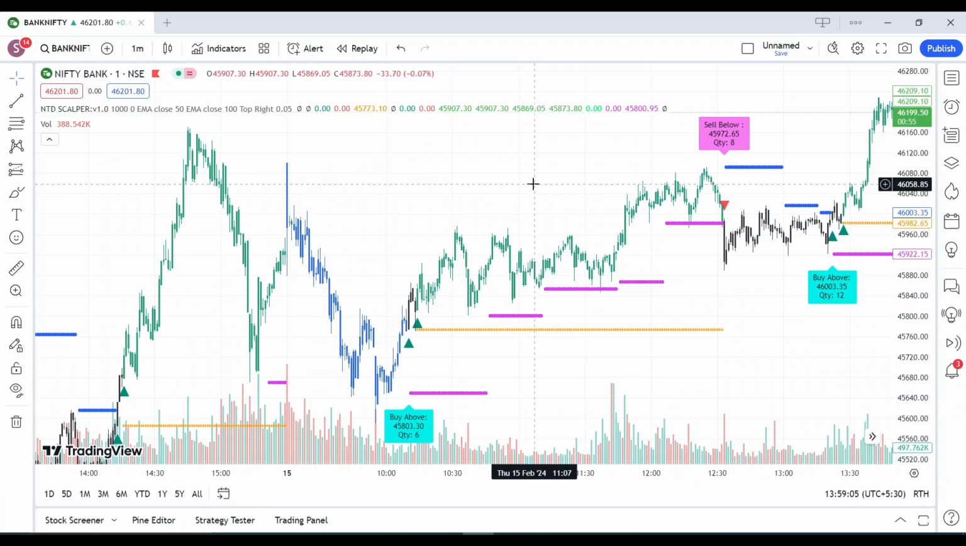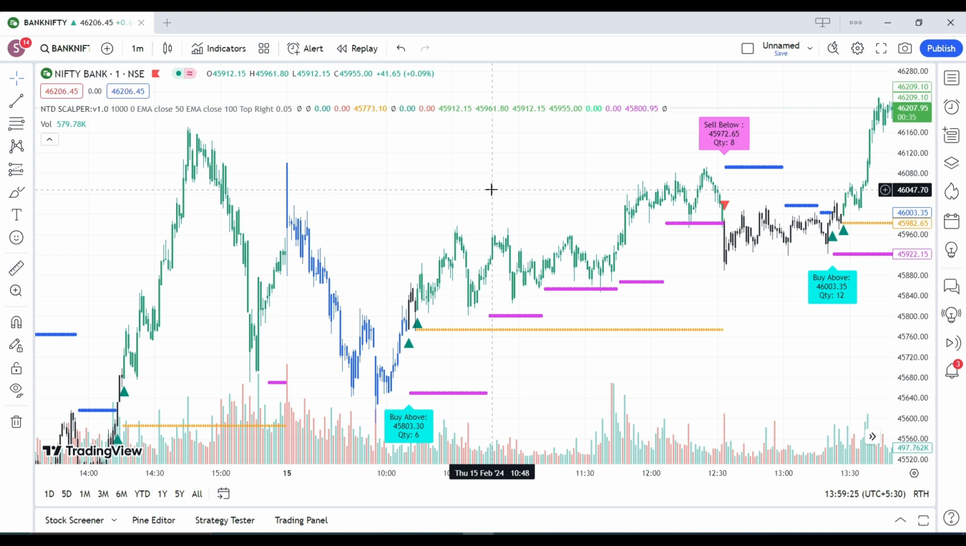Now, how to take trades? What is the process to take your trades? How and when to take trades and how the stop losses work? Everything we'll discuss in this video. First thing first comes, understanding the color scheme of the indicator. Once you understand the color scheme, it is very easy to understand how the indicator works.